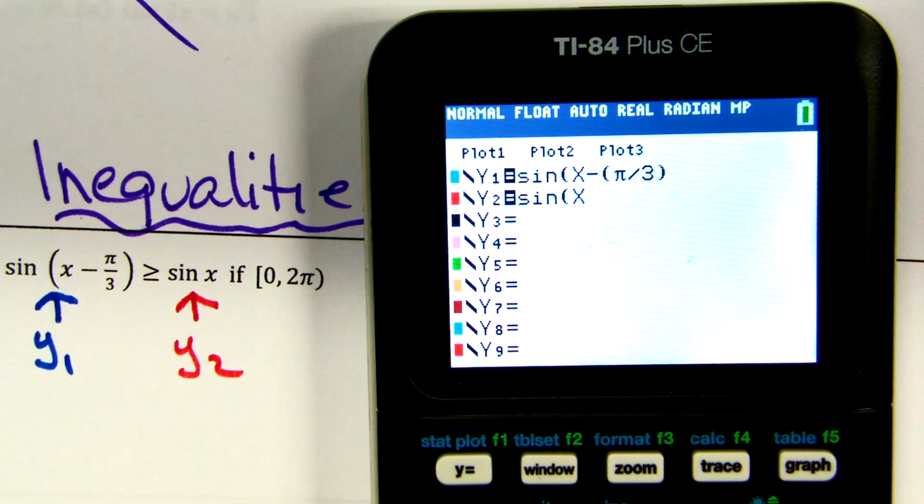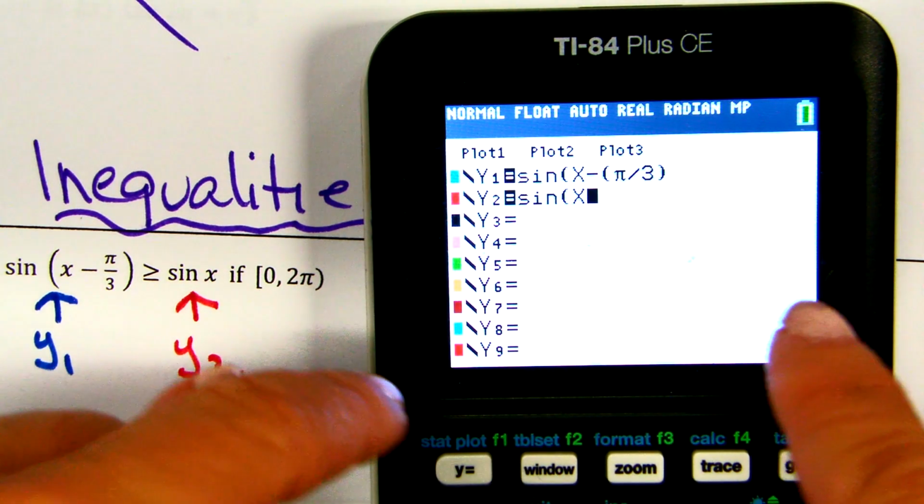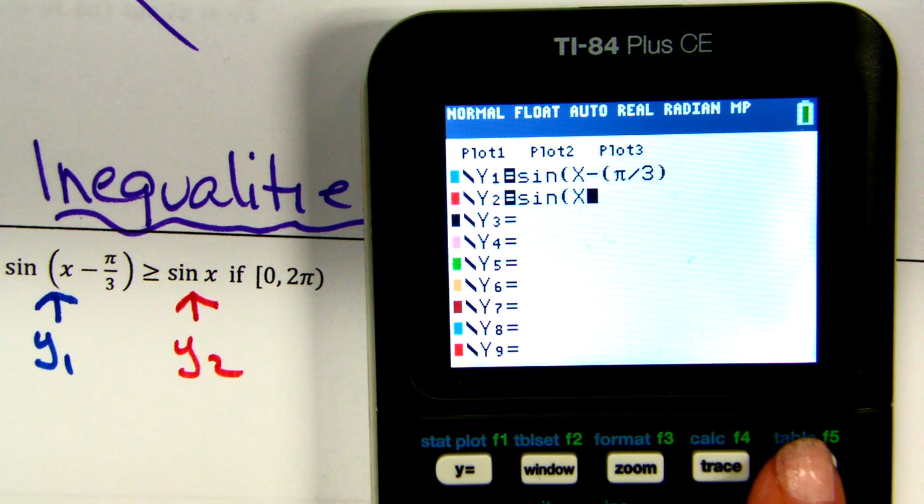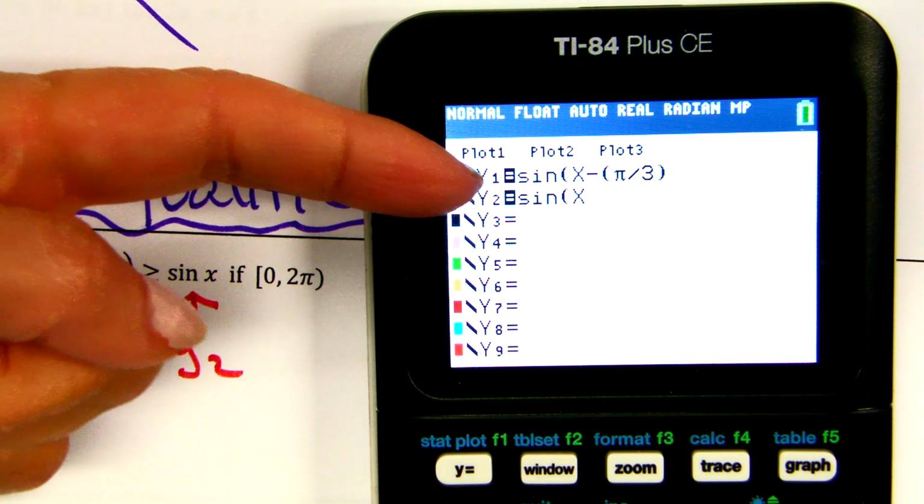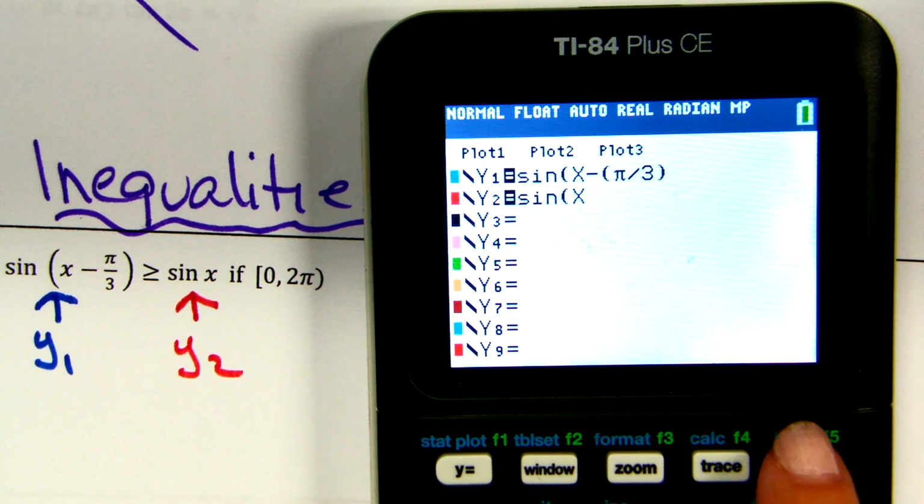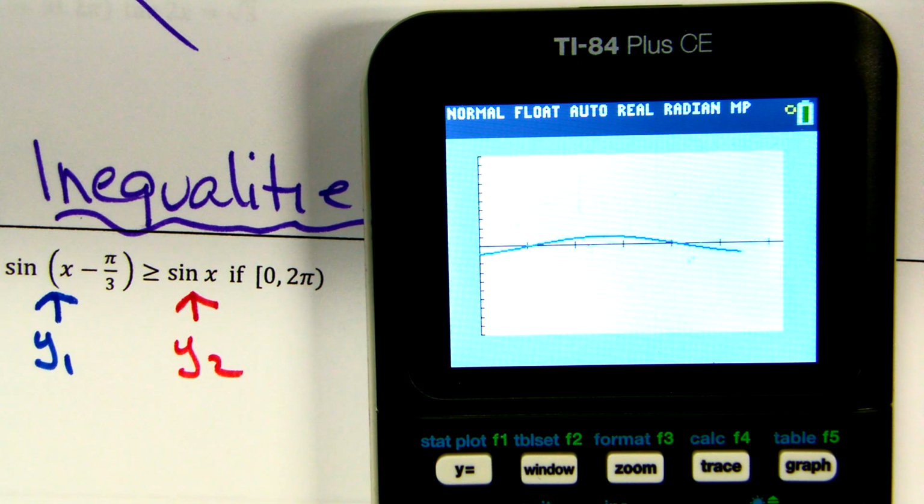If this was your calculator, the only way to tell them apart is to watch the screen, okay? So watch when I hit Graph. The first one I typed in is the first one my calculator graphs. So I know that that's Y1, and I know that's Y2. So without the colors, you kind of have to watch and see which is which.